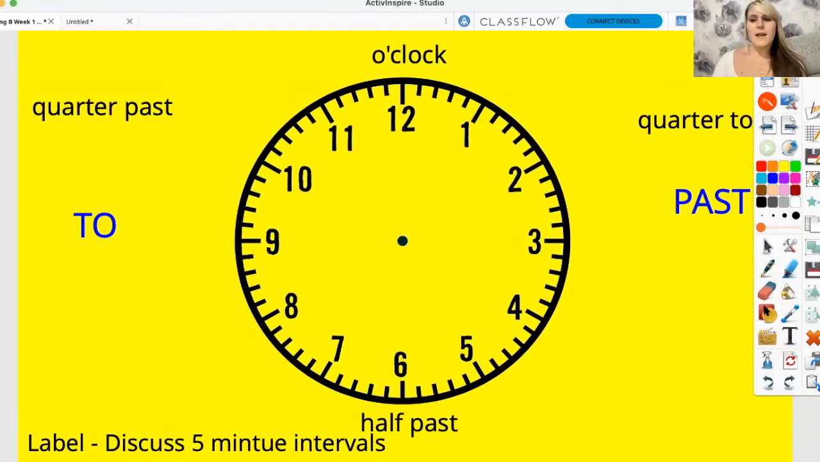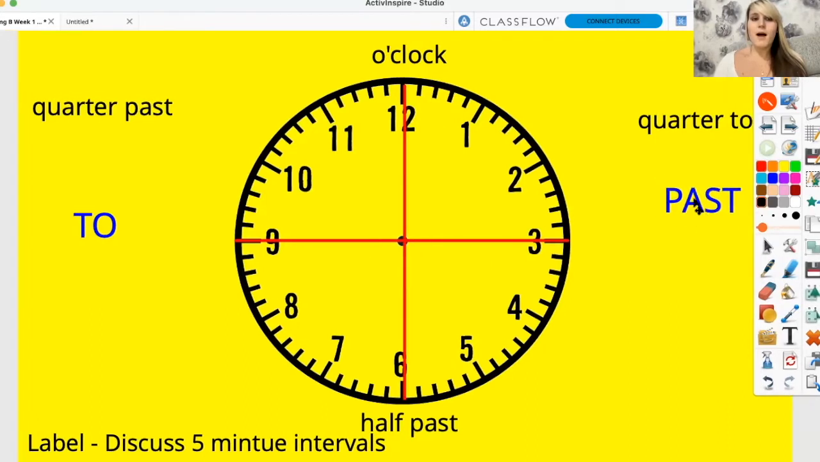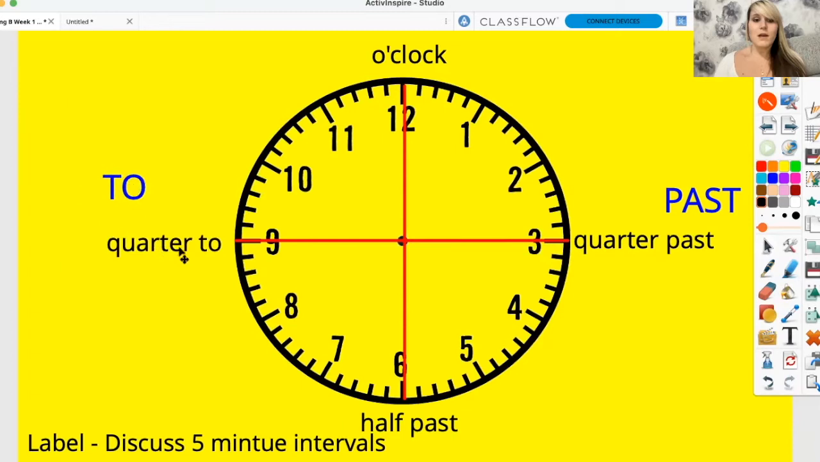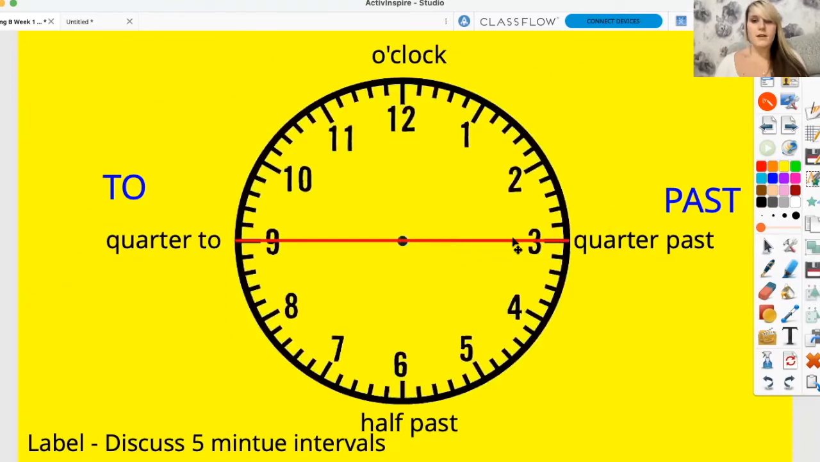Then that means if we, again, refer to the clock as a pizza, Miss Vaughan likes pizza, and we divide the clock into quarters, you can see that we're pointing at 3 and it's pointing at 9. Now, this is the past side, so this must be quarter past, and this side must be quarter to the next hour. So that is basically an overview of what we are looking at today.